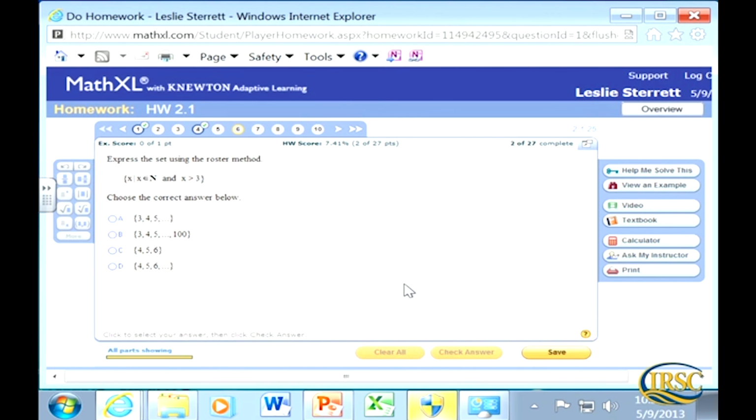Okay, choice 1, the set of 3, 4, 5, dot, dot, dot. Choice 2, the set of 3, 4, 5, dot, dot, dot, comma, 100. Choice 3, the set of 4, 5, 6, or choice 4, the set of 4, 5, 6, dot, dot, dot. Okay, so 1, 2, 3, or 4. Okay, so I see a majority of 4.